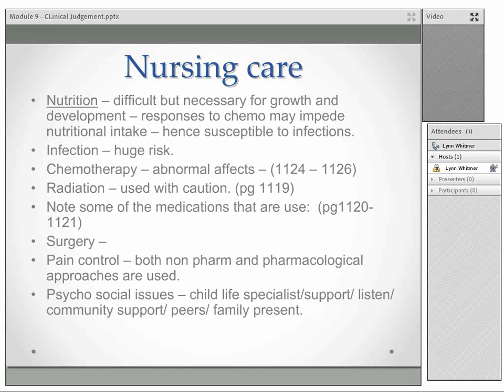So let's talk about nursing care in general. There are some areas that we want to look at. Nutrition is one. Chemotherapy, infection, radiation, some of the medications you'll need to know, surgery, pain control, and psychosocial issues. Those are just to highlight the main ones.